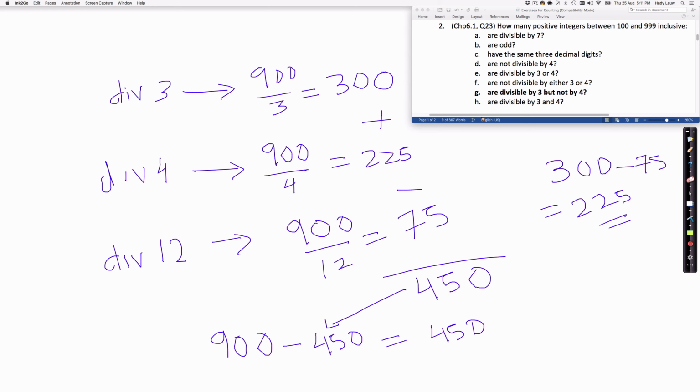Now the final part is 2H, and 2H is asking how many numbers are divisible by 3 and 4. We actually worked it out earlier: divisible by 3 and 4 means that they are divisible by the lowest common multiple of 3 and 4, which is 12. So numbers that are divisible by 12 will be divisible by 3 and divisible by 4. Since that number is 75, as we worked out earlier, the answer to 2H is also 75.